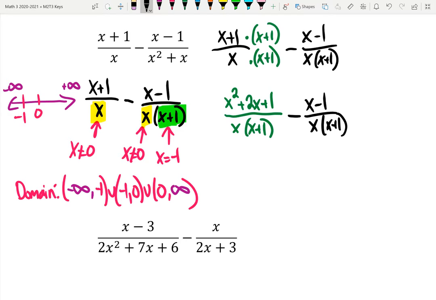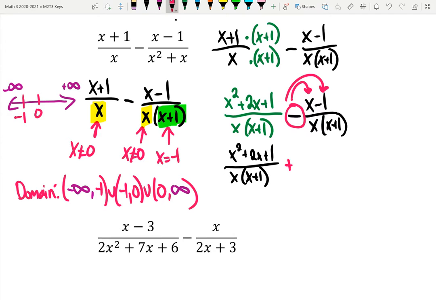Now be careful with this step. When you're subtracting, you have to understand that I'm subtracting this whole fraction. This negative is going to be applied to both of these terms. So if you want to rewrite it as x squared plus 2x plus 1 over x times x plus 1, and then change it to a positive and distribute it to only the numerator, that is perfectly legal. This is essentially saying, hey, you got to distribute the negative, kind of in the same way as when we're doing long division. Now I'm going to combine like terms in the numerator.